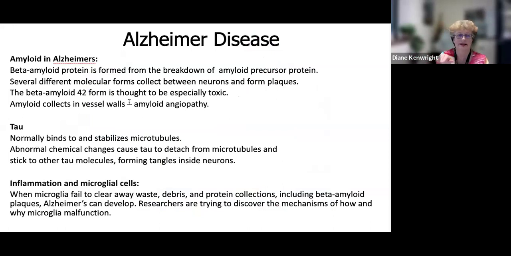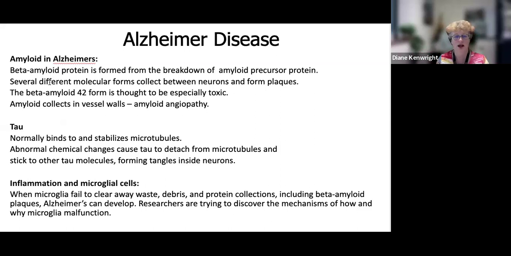There's lots of different little places. It can be excised, cut through. And there are some forms that are much, much more toxic than others. So this can explain the differences in progression and symptoms in different people with Alzheimer's disease. So we know that this beta amyloid precursor protein is a transmembrane protein.